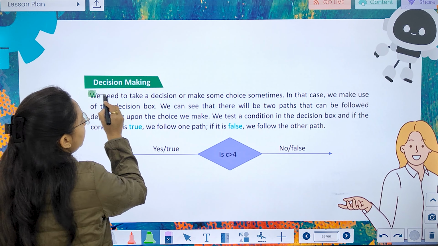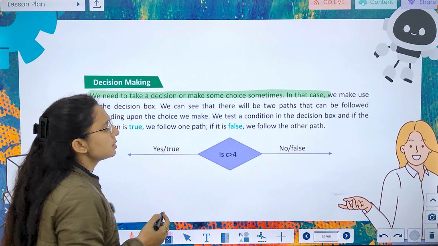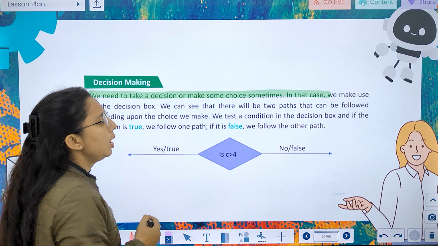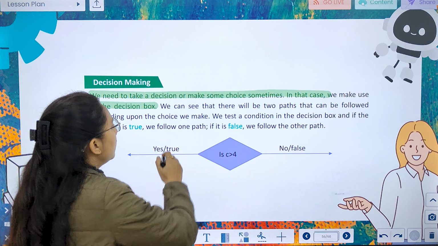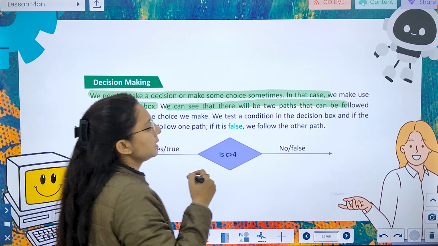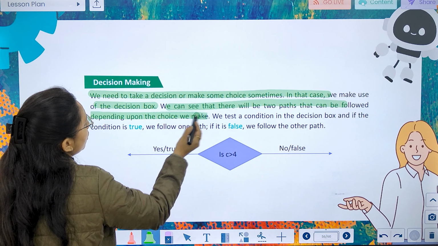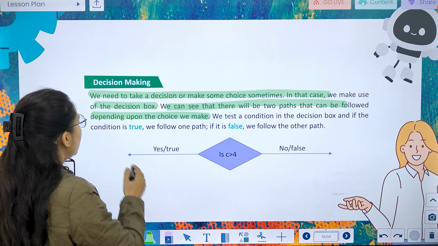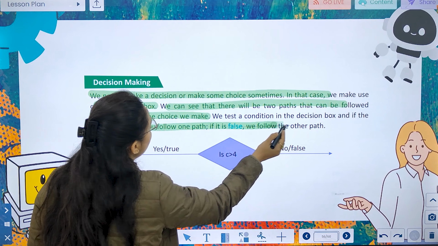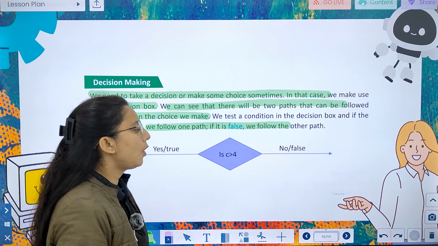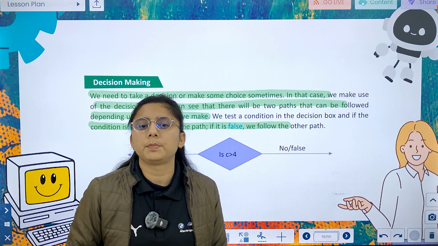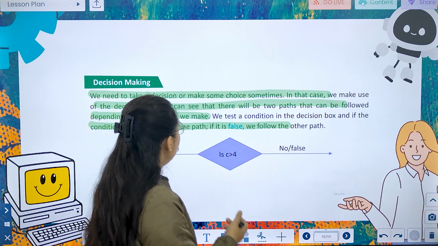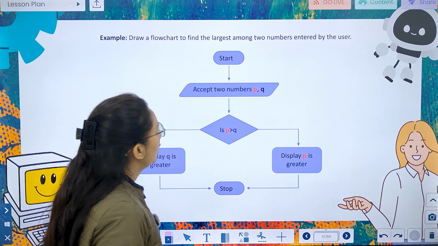Next is decision making. We need to take a decision or make some choices sometimes. In this case, we make use of the decision box. There will be two paths that can be followed depending upon the choice we make. We test the condition in the decision box, and if the condition is true, we follow one path. If it is false, we follow the other path. This is a type of condition in decision making.